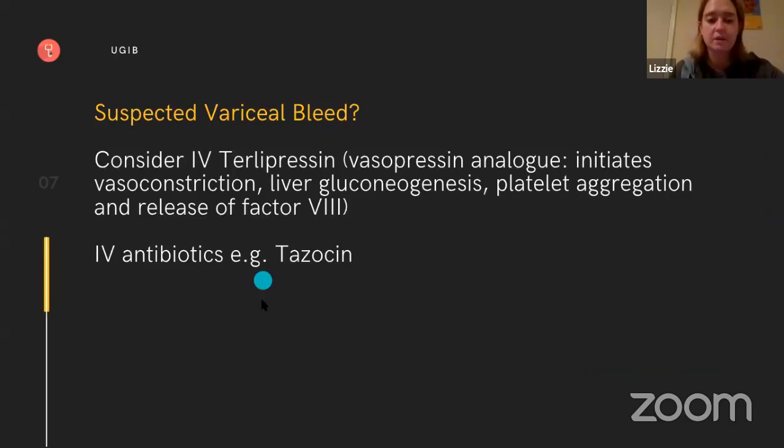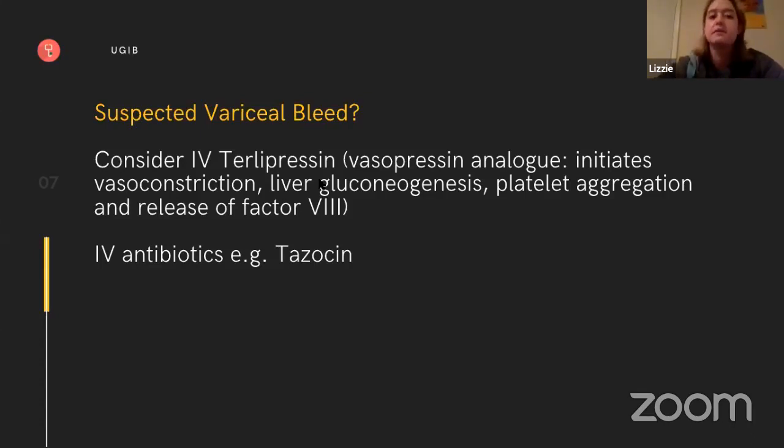So if we think back to our causes of upper GI bleed, we've said the main things are peptic ulcer disease or potentially variceal bleeds. And in this patient, given that he looks like he might be in decompensated liver failure with previous varices on OGD, I think variceal bleeding would be an appropriate differential.